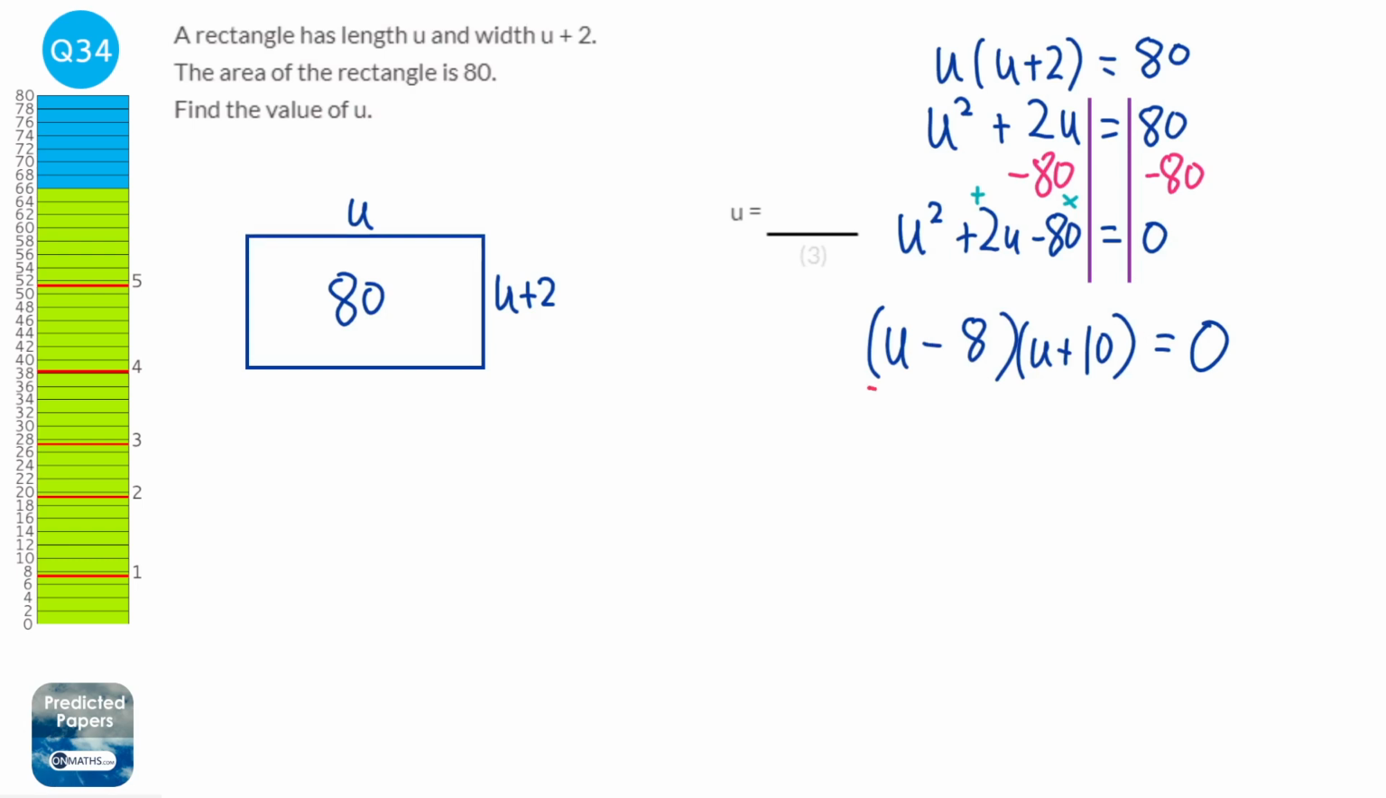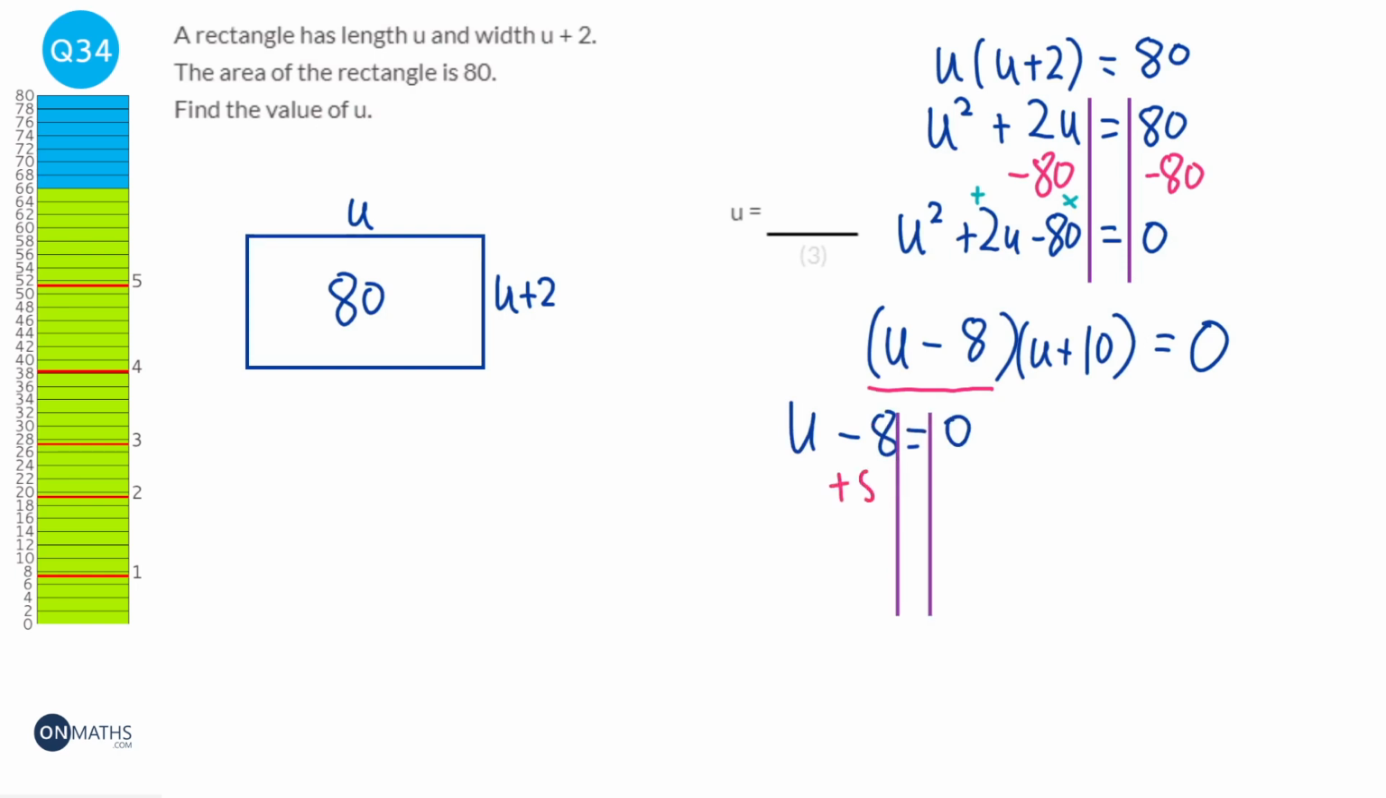Okay, last thing is we get each of our brackets equal to 0, so we can solve them. Let's just do this in normal colour. So u minus 8 equals 0, and let's solve that.